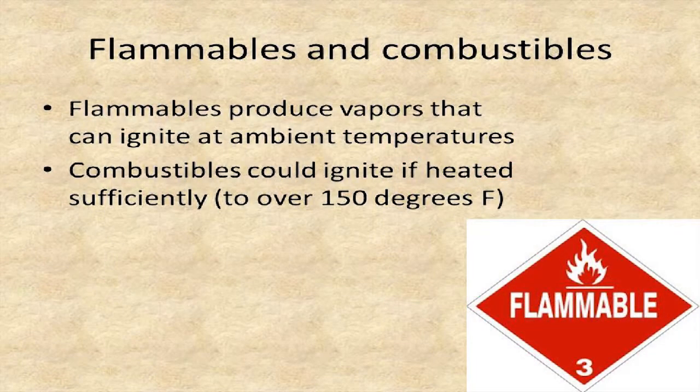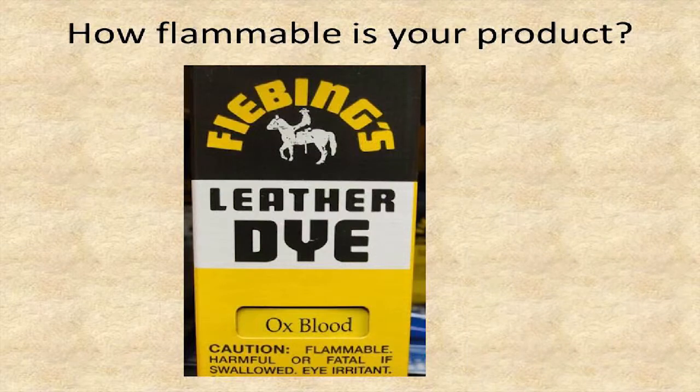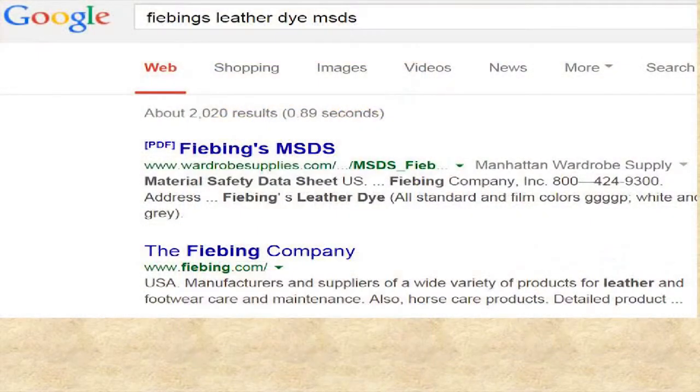As far as flammables and combustibles go, these are things that can produce vapors that can ignite at ambient room temperatures. For flammables, combustibles would ignite if they're heated a bit more. So how flammable is your product? How can you figure that out? What you really want to do is look at a material safety data sheet. So type in the name of your product with the letters MSDS afterwards in any search engine, and then you'll get a bunch of places you can go.